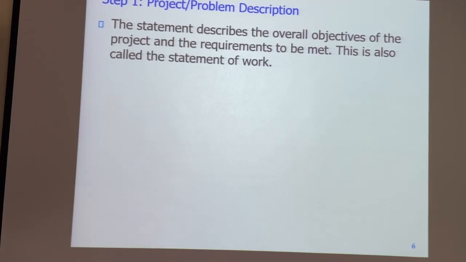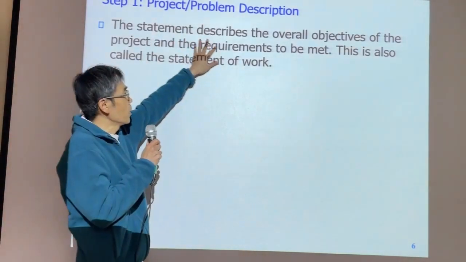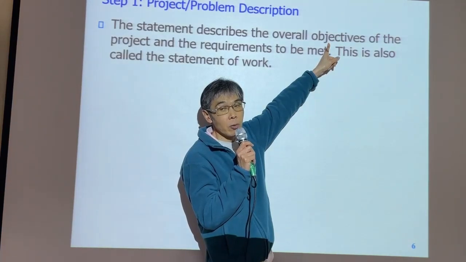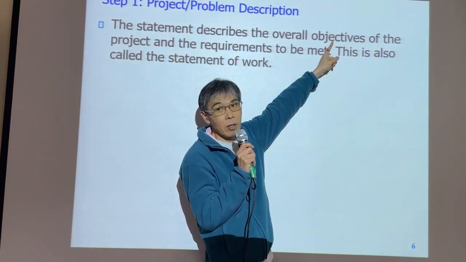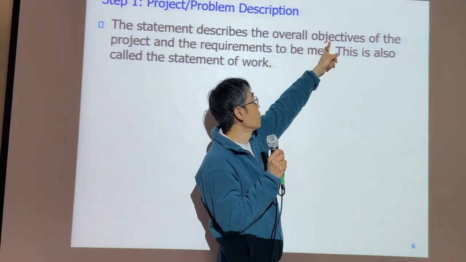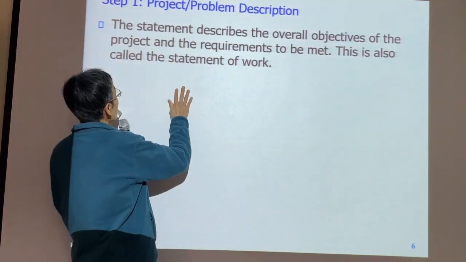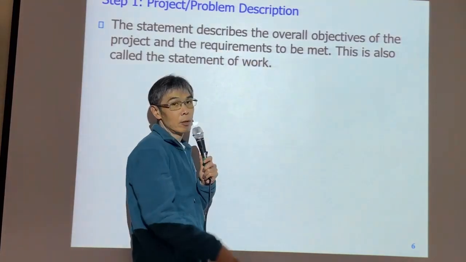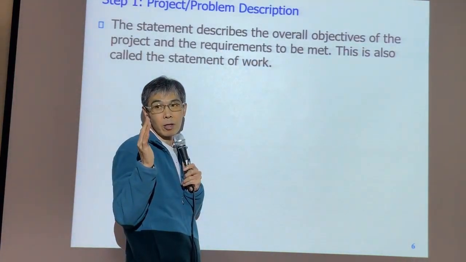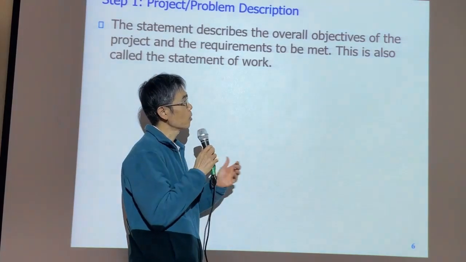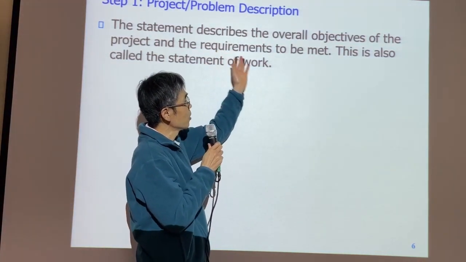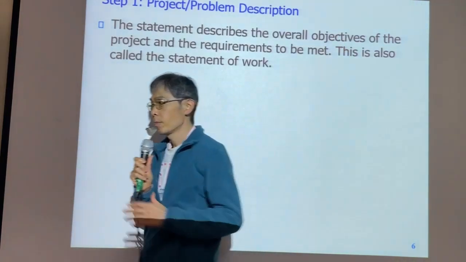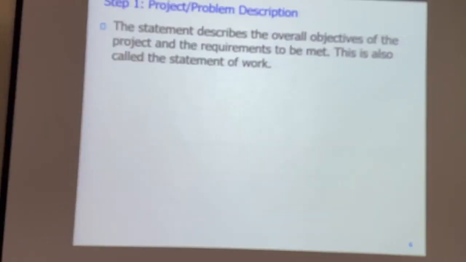See, in the statement, the keyword is objective. The objective could be your objective function, your goal, design objectives. And if you see the requirements, it means there are some constraints of your problem. So design constraints might come from here, and design goal comes from here. So this is step 1, problem description.